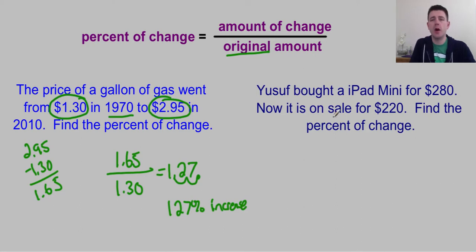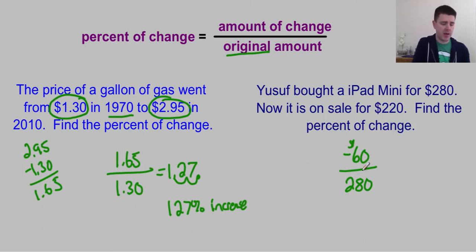It says Yusuf bought an iPad mini for $280, sorry. Now it is on sale for $220. Find the percent of change. So first thing we want to look for is how much did it change by? It went from 280 down to 220. So it went down by $60. What was the original amount? Well, the original amount was 280. So we do 60 divided by 280.